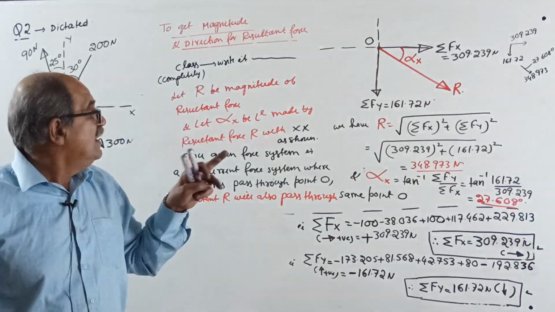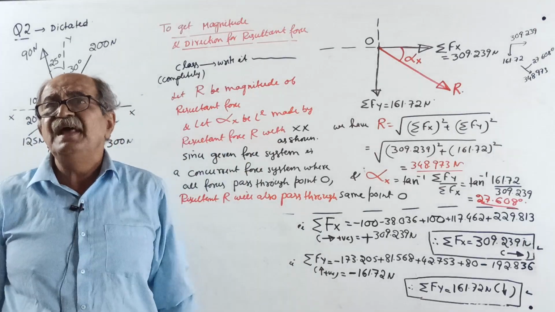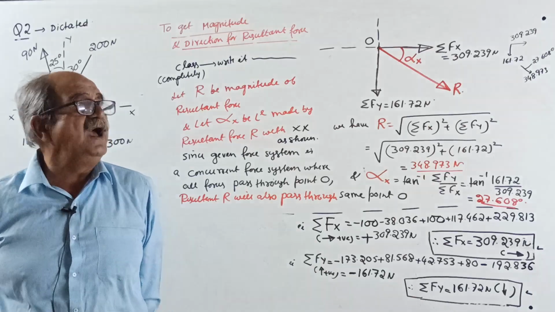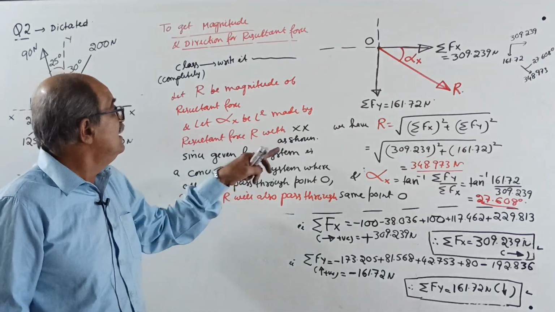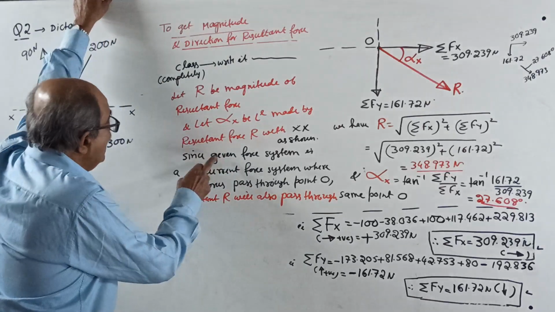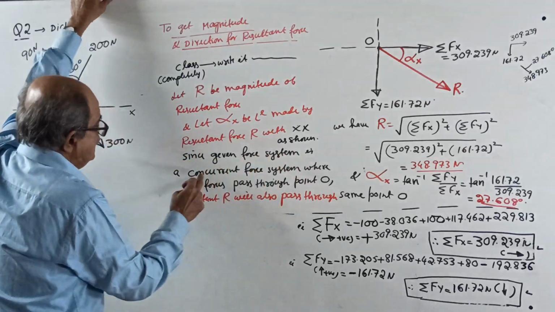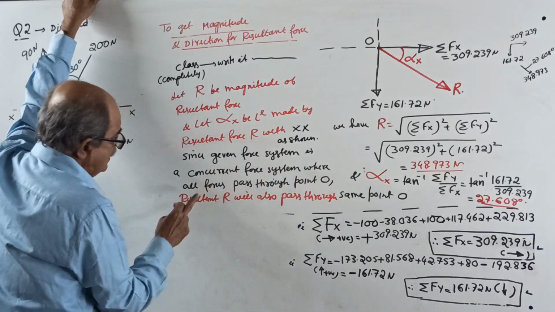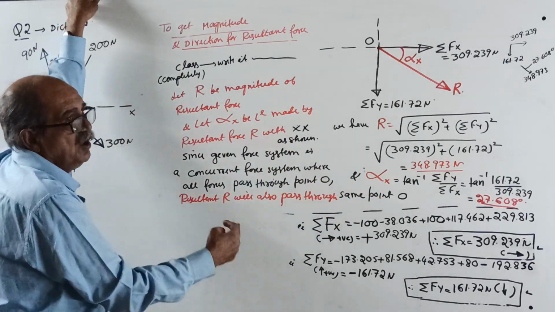Let me finish concurrent first. When I go to coplanar, there you have to locate the line of action, because that point is not known. I will explain very thoroughly there what is the meaning of that line of action. Right now, believe me. Still, I wrote here for your satisfaction: since the given force system is a concurrent force system, where all forces pass through point O, the resultant R will also pass through the same point O. That will take care of the line of action.